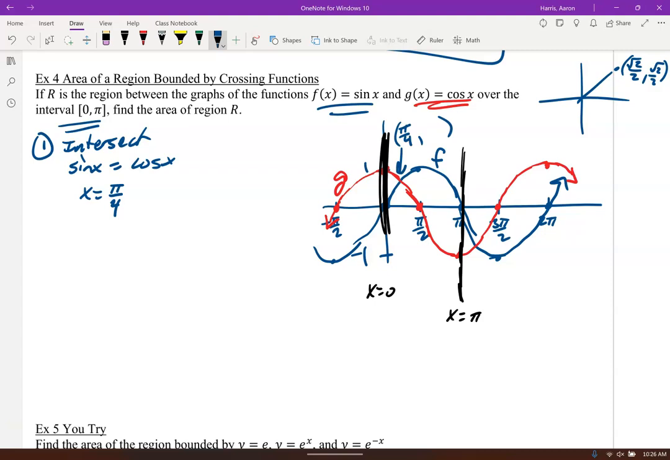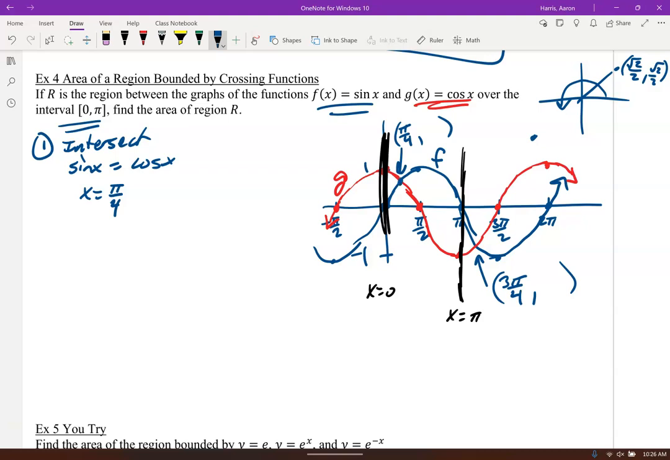They also meet again down here. 3 pi fourths would be right. This is the next spot, but we don't get there. We stop at pi, right? So we don't care about the next one where they intersect. We just care about the pi fourths spot.